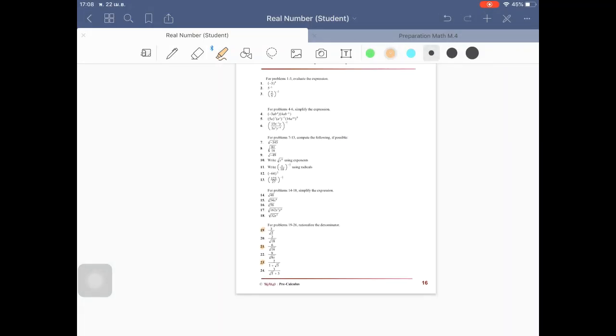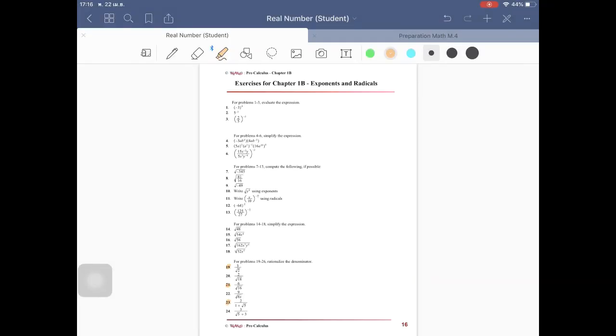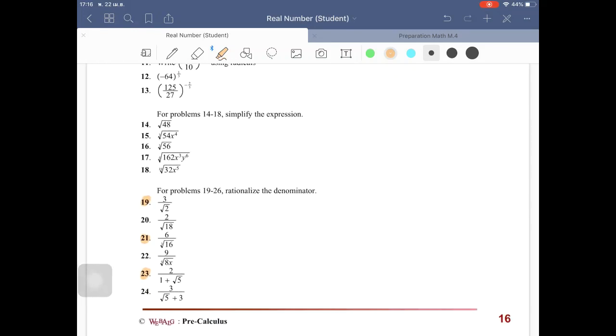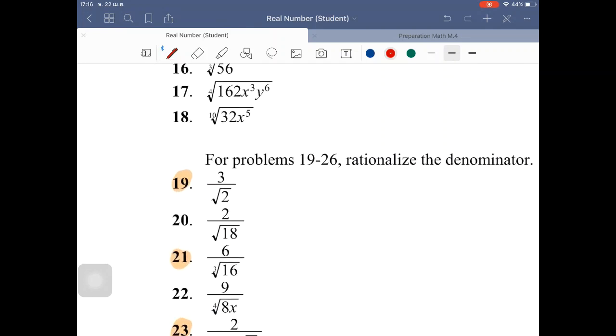Okay, let's see the answer. Let's see the answer in the next video. Okay, let's see the answers of the questions you have done. Here, rationalize the denominator. This one, which number should you multiply? You multiply the square root 2, both denominator and numerator. So you get 3 square root 2 over 2. That's it, the answer. 3 square root 2 over 2.